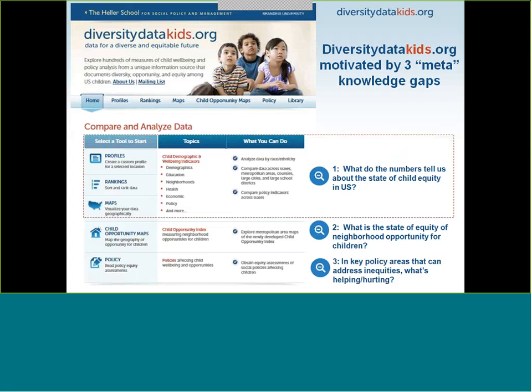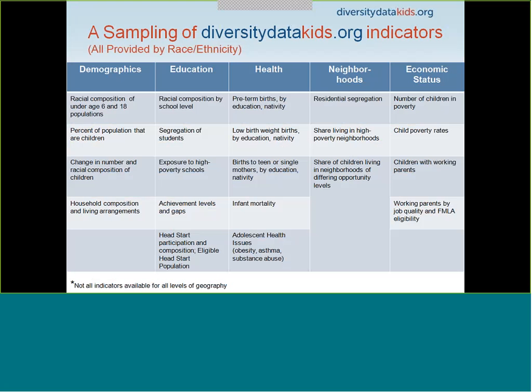The second area is looking at the state of equity of neighborhood opportunity for children. That's what we'll be focusing most of our time on today, our Child Opportunity Index or our Child Opportunity Maps. And then the third area, looking at key policy areas that can address inequities and asking what's helping or what's hurting, through the policy equity assessment process that we have developed.